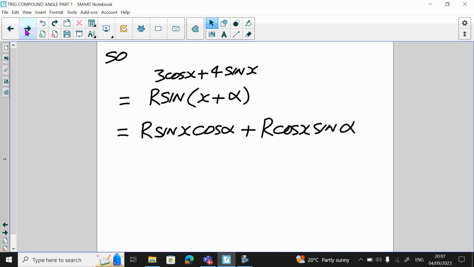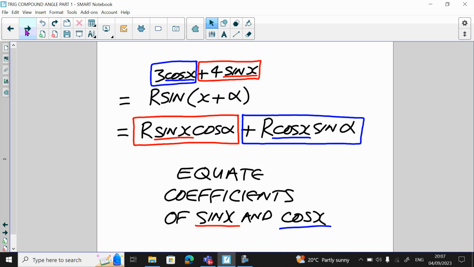Now I'm going to equate coefficients. This part has a sin x, and this part has a sin x, so I'm going to get rid of the sin x from both. I'm going to have 4 equals the rest, R cos alpha. This has a cos x, this has a cos x, and I'm not interested in x. So I'm left with 3 equals R sin alpha. That's what I'm doing here.